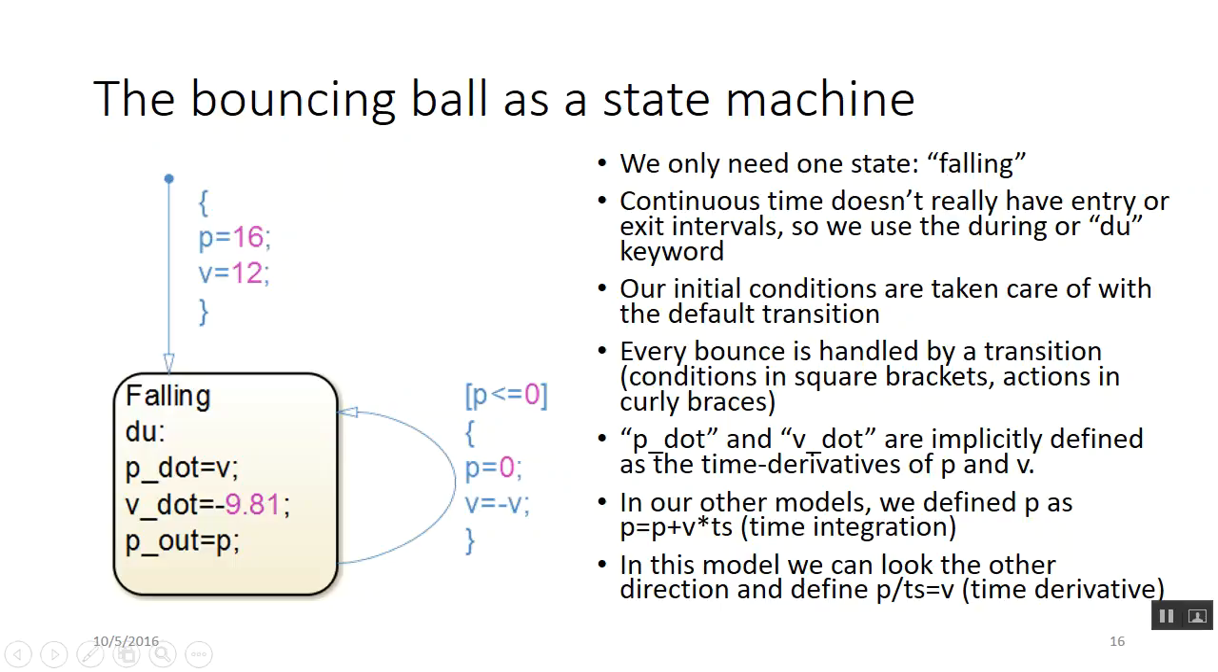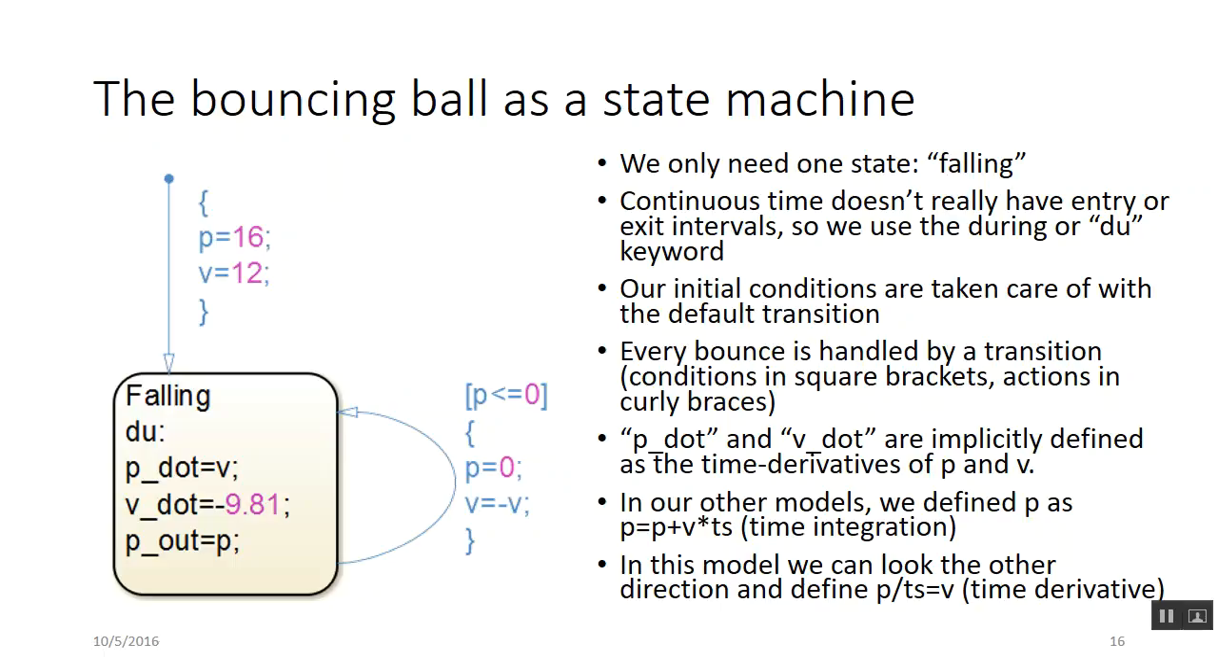So our default transition has two initialization conditions. Remember how the conditions that we transition on are in square braces, but the commands we want to execute are surrounded by curly braces. So this sets p equal to 16 and v equal to 12. And p is position and v is velocity. Okay? And so the only state we have is the falling state.